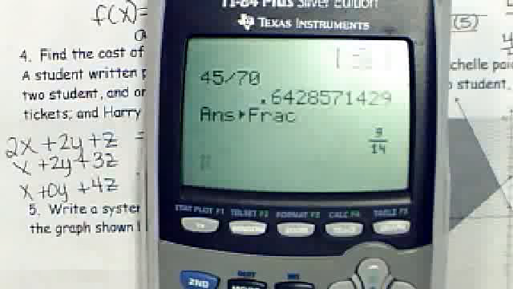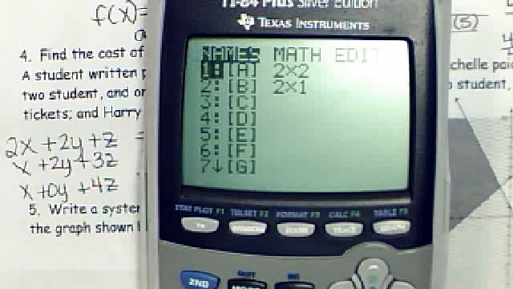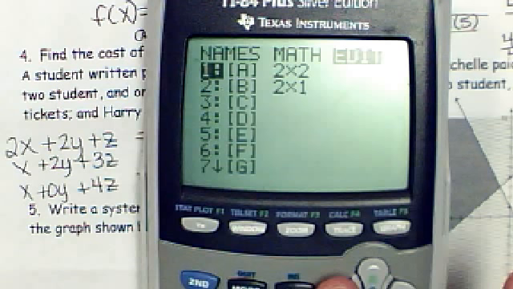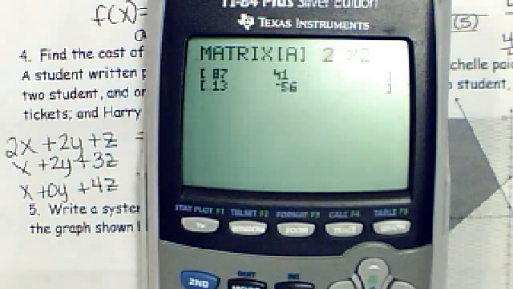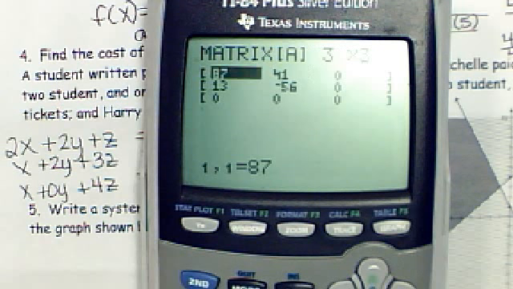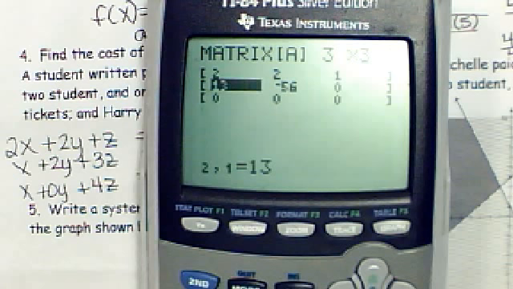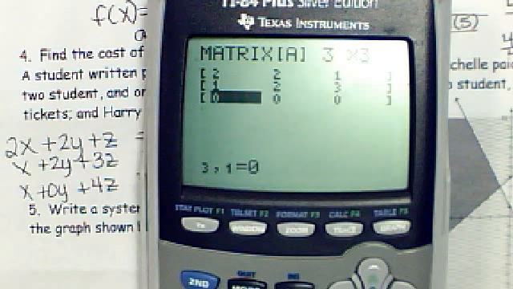So I'm going to go to matrix. I'm going to go over to edit, and in matrix A is a 3 by 3. And I'm going to enter those numbers 2, 2, and 1 for the first row because it was 2x, 2y, and 1z, and then 1, 2, and 3 for the second row because it was 1x, 2y, 3z, and then 1, 0, and 4 because it was 1x, 0y, and 4z.